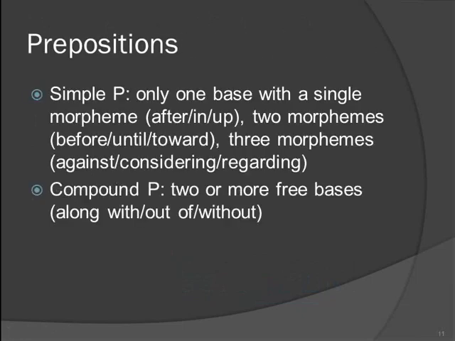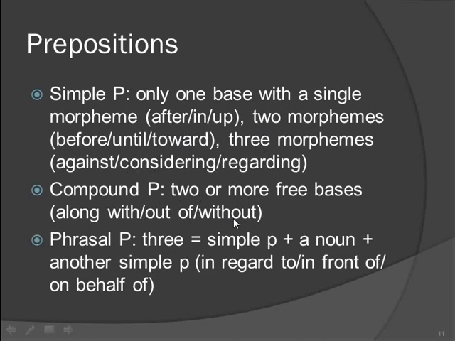Okay, so there are three kinds of prepositions. Simple preposition, which only have one base with a single morpheme, after, in, up, or with two morphemes, before, until, or with three morphemes, against, considering, regarding, and so on. Or compound preposition with 2 or more phrase bases, like along with, out of, without. Okay, those are compound preposition. Or we can also have phrasal preposition, containing simple preposition plus a noun plus another simple preposition, like in regard to, in front of, on behalf of. Jadi ini ada 3 macam prepositions ya.